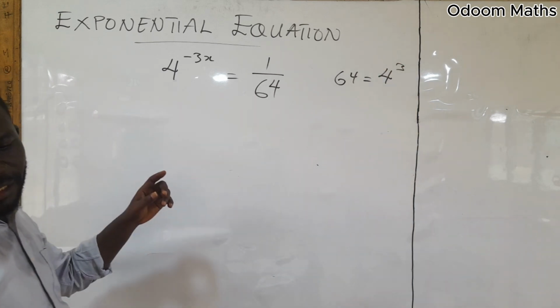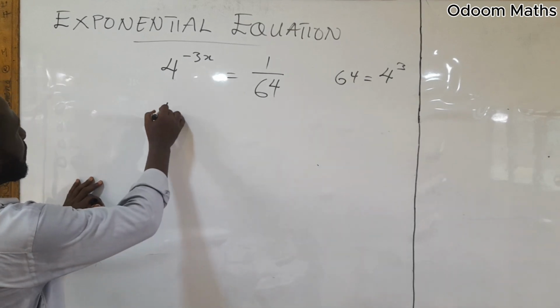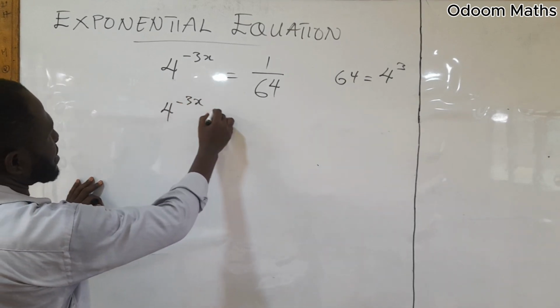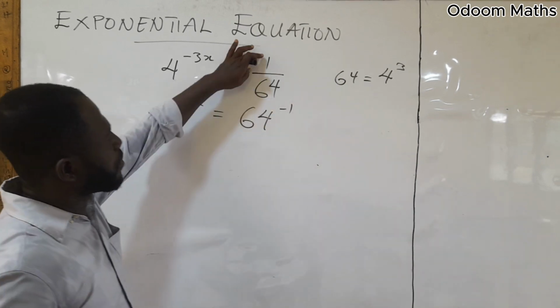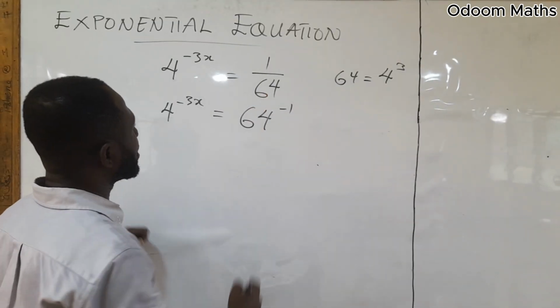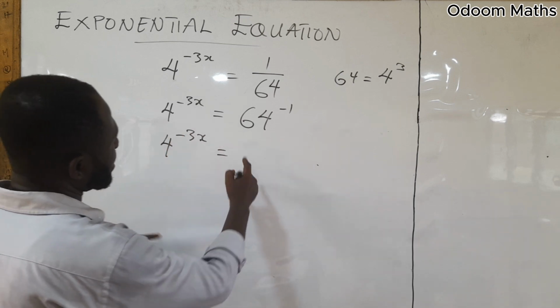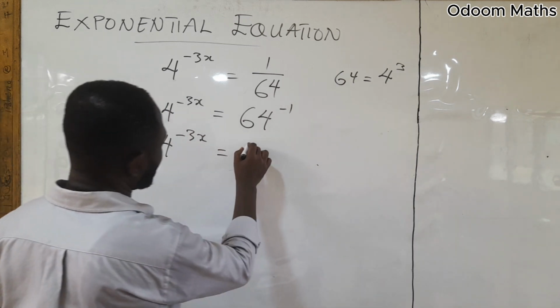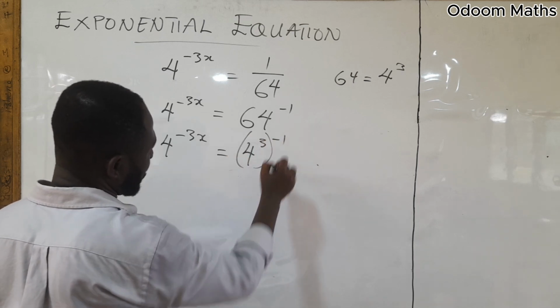64 is the same as 4 to the power 3. So we can change this to 4 to the negative 3x equals 64 to the negative 1. That is 1 over 64 is the same as this one. Then 4 to the negative 3x becomes, now 64 is now 4 to the power 3, all to the power negative 1.